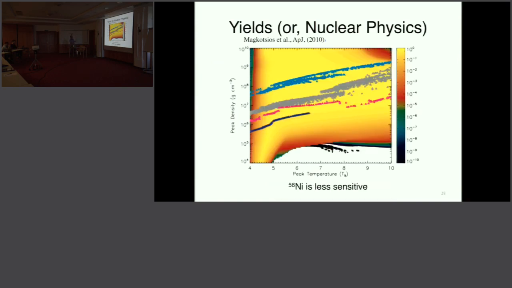Nickel, on the other hand, is great. You produce about the same nickel no matter what for these trajectories. This is a nickel yield, so it's a fraction of 1 to 10 to the minus 10. Almost all of these models produce a lot of nickel-56. So nickel-56, I produce roughly the same for all these trajectories. But then bear in mind, nickel-56 is not a good tracer for what we're studying.